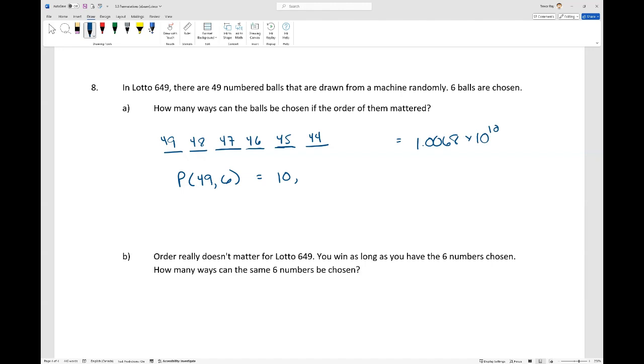I am going to do a trick and write it out: 10,068,347,520. Okay, that should actually be the exact answer. Now, if you put the scientific notation answer, that's absolutely fine. In fact, that's what I would expect if you were using your calculator for a number that gives scientific notation.